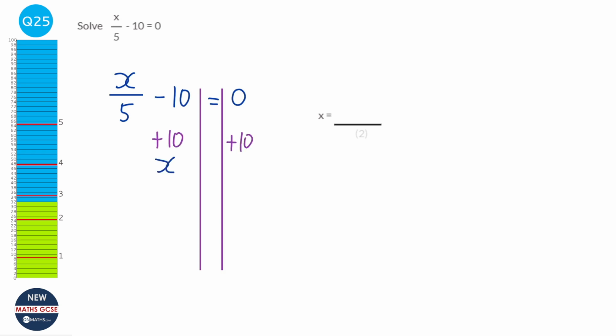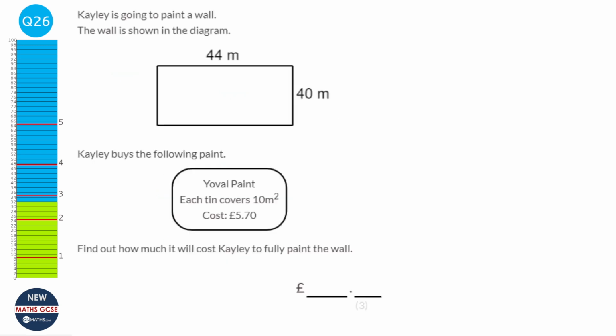That will leave the x over 5 on the left hand side, and 0 plus 10 is 10. So we want to get rid of this over 5, but what does over 5 mean? Well, it means divided by 5. So the opposite, the inverse of divided by 5 is times 5. So I'm going to do that to both sides. So we're left with x on the left hand side. 10 times 5 is 50. So x equals 50.